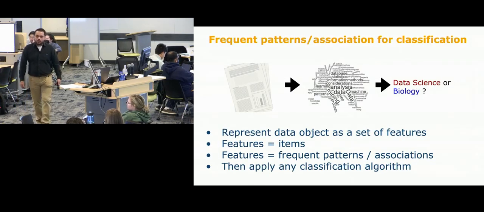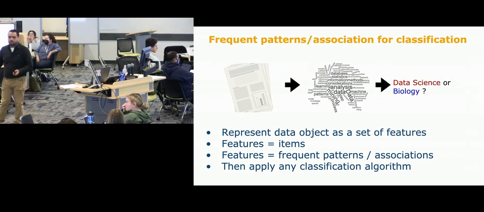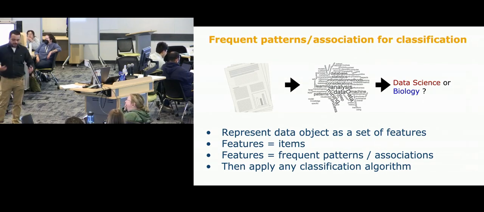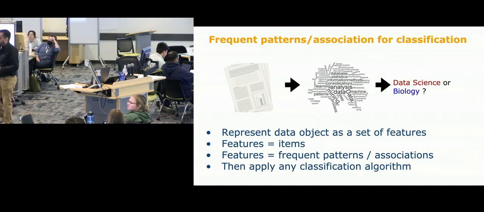Okay, so we don't have to stop there. We could even use these frequent patterns for classification, other than what I described on the previous slide. Here, what we are saying is that we could use these association rules to come up with features, the X's that you put in your machine learning algorithm, right? So the features could be either the individual items, or the frequent patterns or associations, and then apply any classification algorithm.